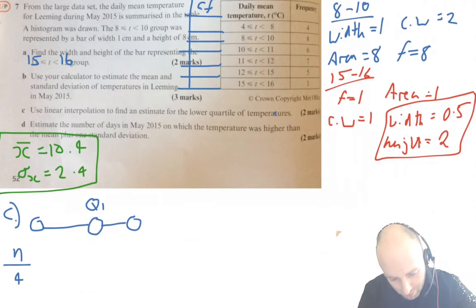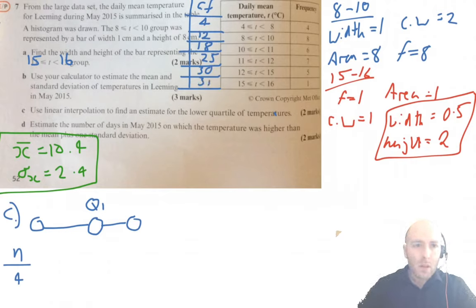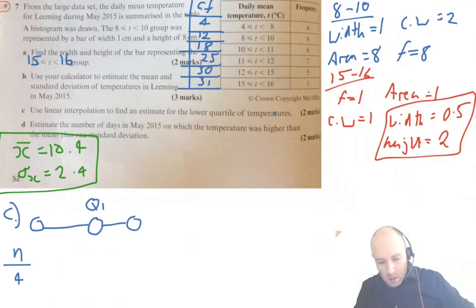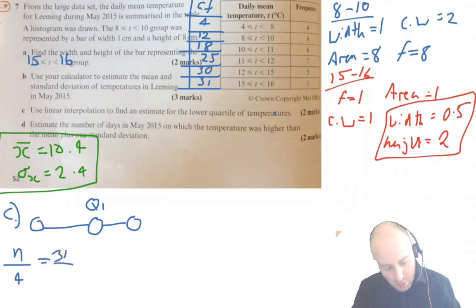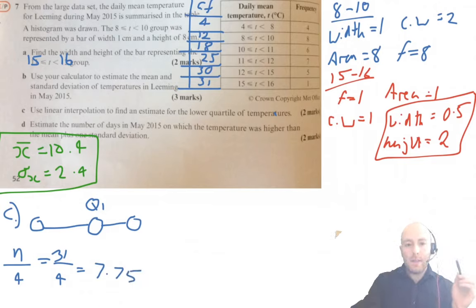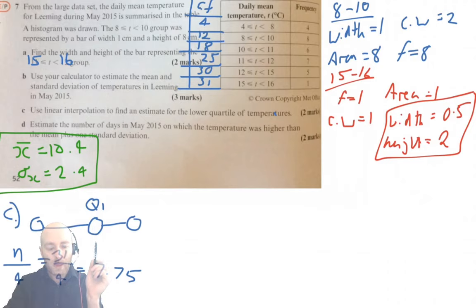So in my table, we get 4, 12, 18, 25, 30, 31. Which makes sense because we're talking about the number of days in May. Jake, I also don't agree with your part D answer. So pay attention to that one again. Okay, so n over 4. So if I do n over 4, that'll be 31 over 4, which gives me 7.75. So that's the value I need to write in the bottom bit here.